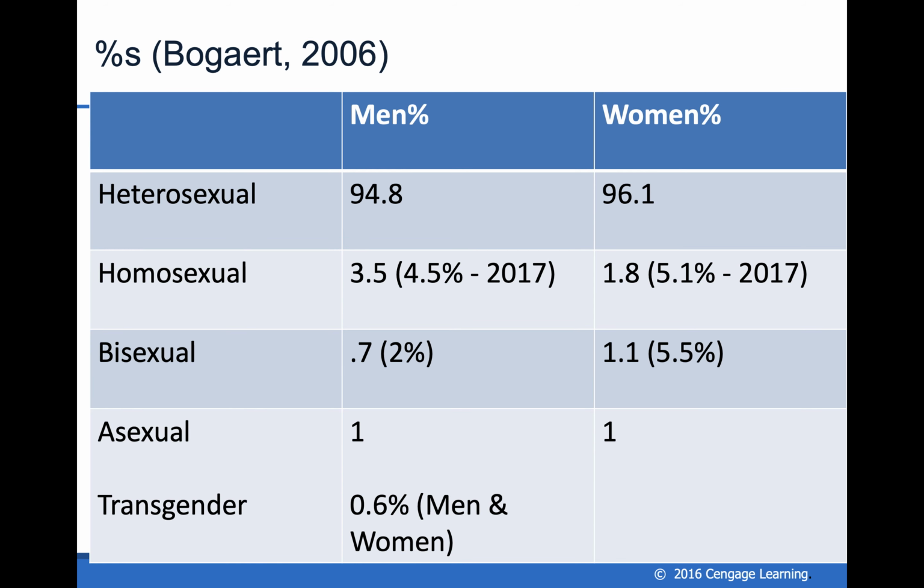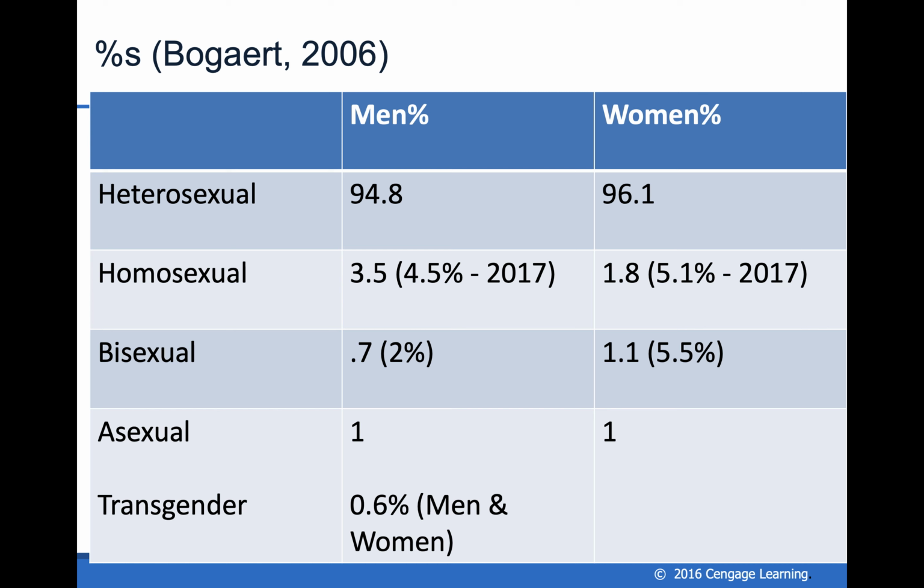When we look at the rates of sexual orientations, we look at the differences between men and women. Most men and most women identify as heterosexual, although that does seem to be shifting. Originally, the book quotes a study from Bogert in 2006, and you can see that homosexuality in men was estimated to be about 3.5%, and for women at 1.8%. But as you can see in 2017, those numbers had shifted and gone up a bit, especially in women.